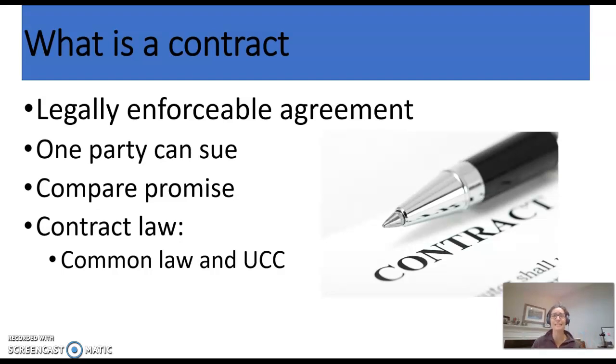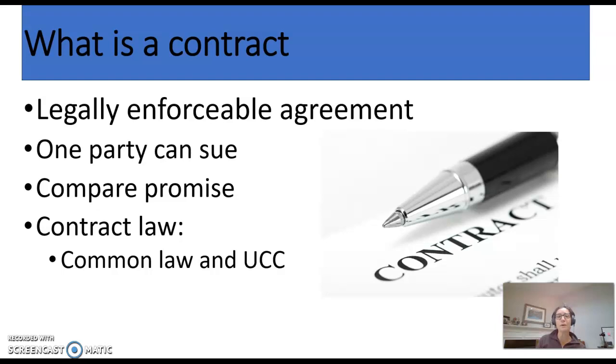Another example of something that's not a contract would maybe be a gift, receiving a birthday gift or giving a Christmas gift. These are not legally enforceable promises. You can't run to court and say, my best friend didn't give me a birthday present when he promised to do that for me, right? That's not a legally enforceable promise.